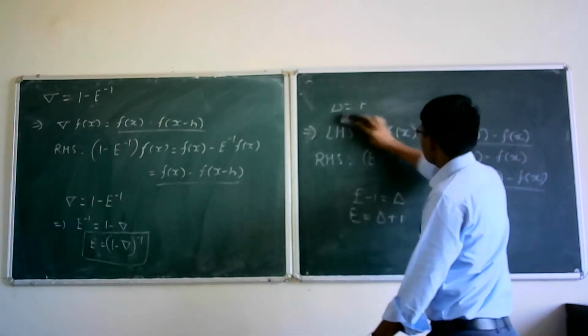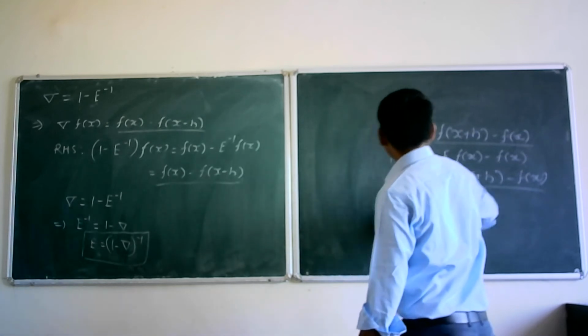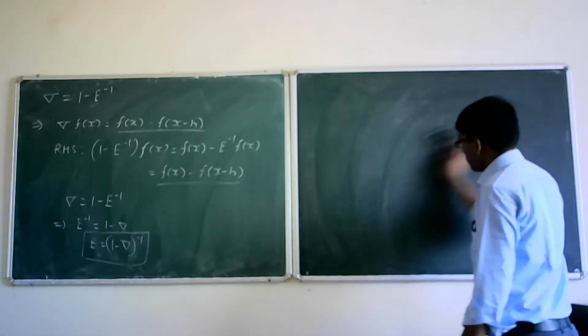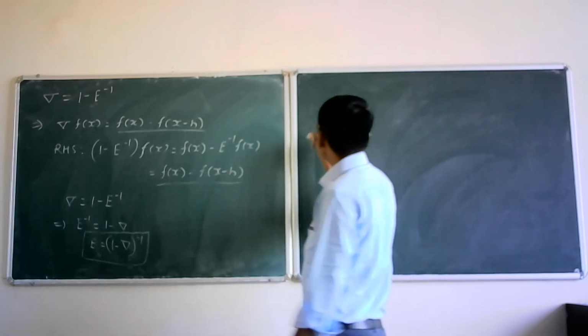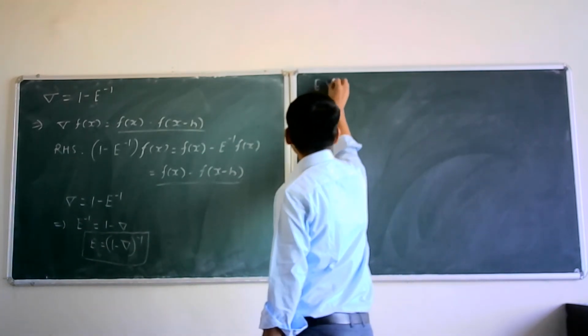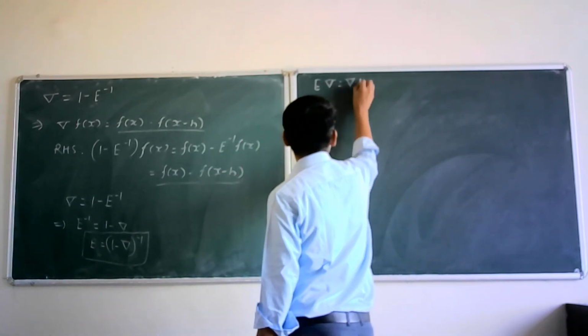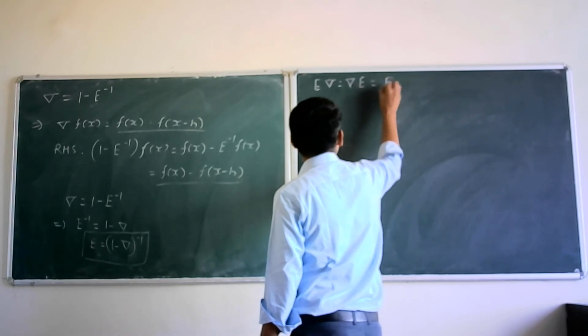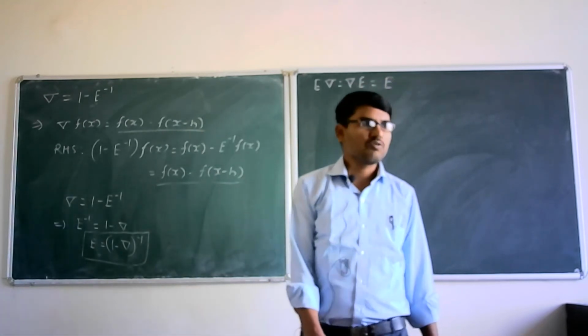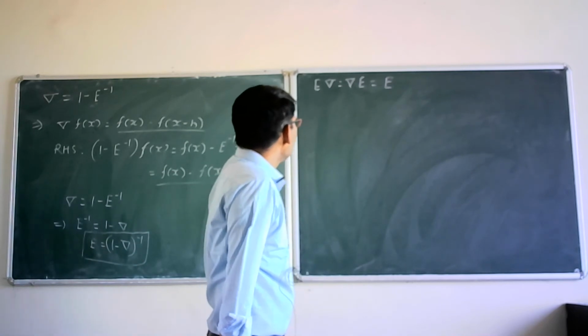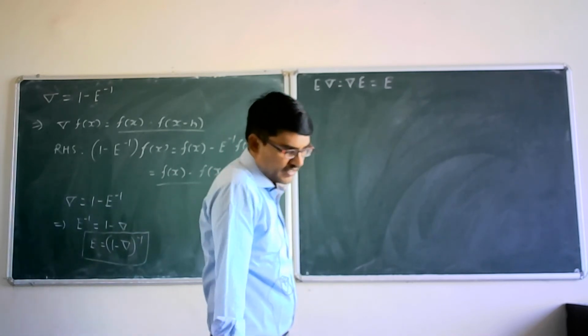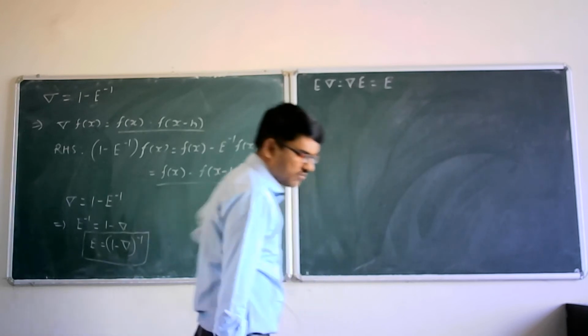Next, prove that E del is equal to del E is equal to delta. I want to prove this, or want to show the relation between the backward operator and the shift operator.